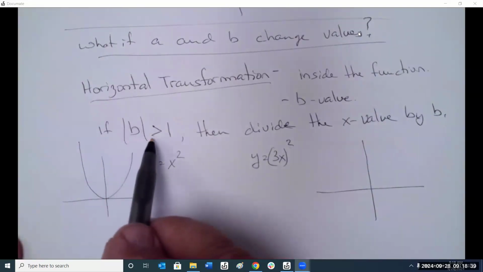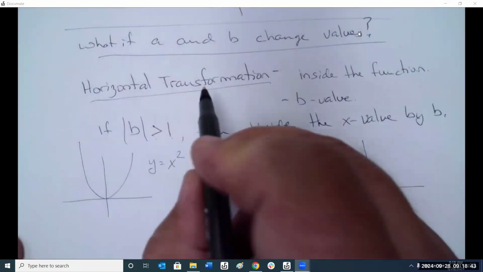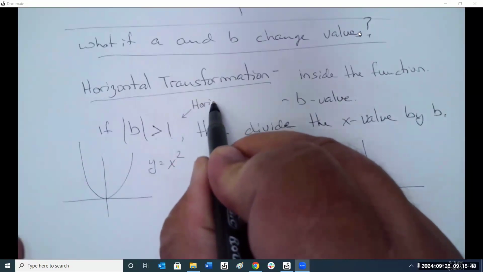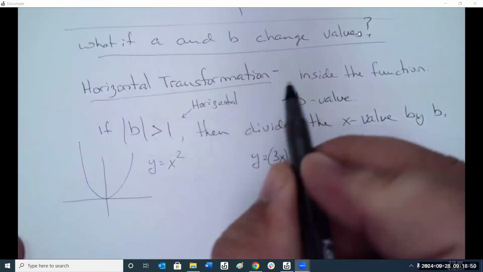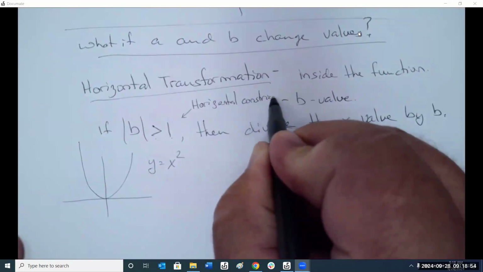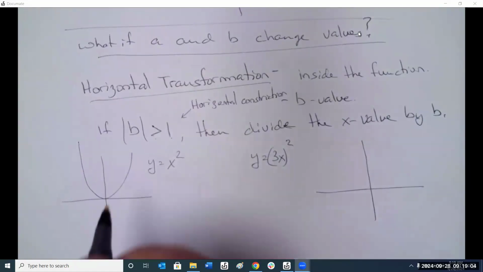If the absolute value of b is greater than 1, then we multiply. Well, we have here, if this is true, then we have a horizontal constriction. We're squeezing it. It's a horizontal squeeze. In other words, it's going to be skinnier. Let's see this.